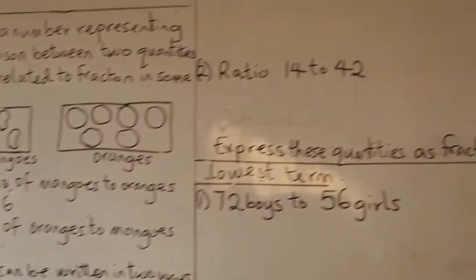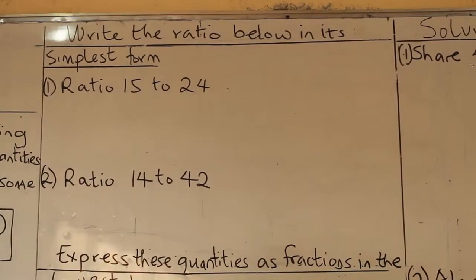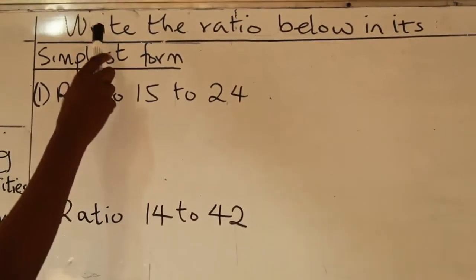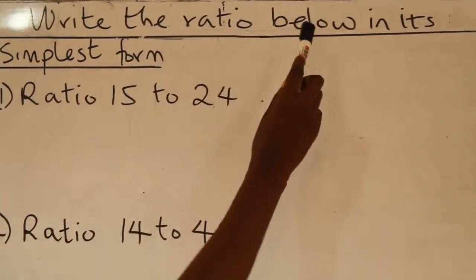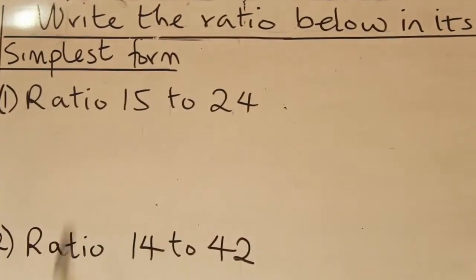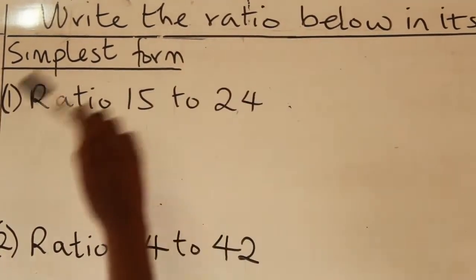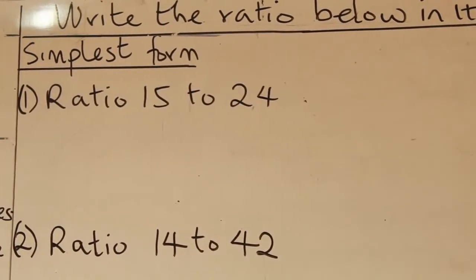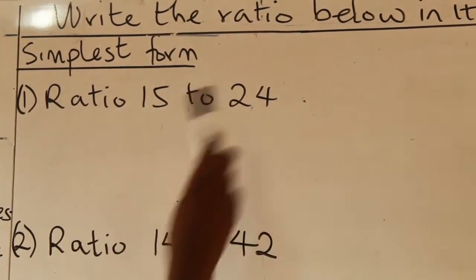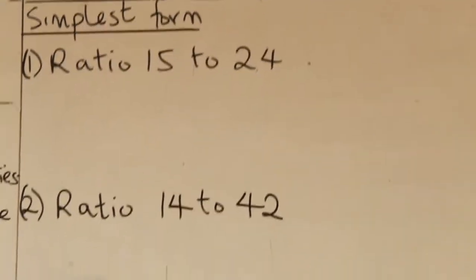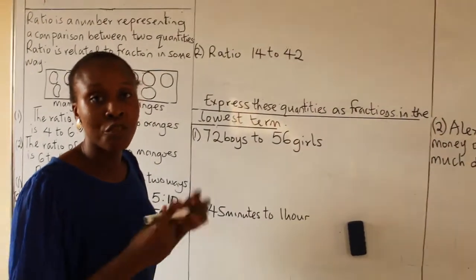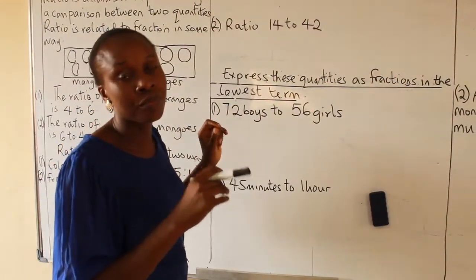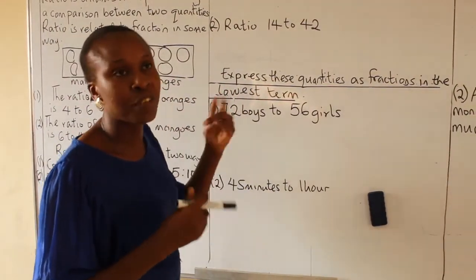All right, next we'll be learning how to do simple calculations on ratio. The first instruction here says, write the ratio below in its simplest form. And the first question is ratio 15 to 24. I mentioned earlier that ratio is related to fraction. That also means that we can write our ratio in form of a fraction and simplify.